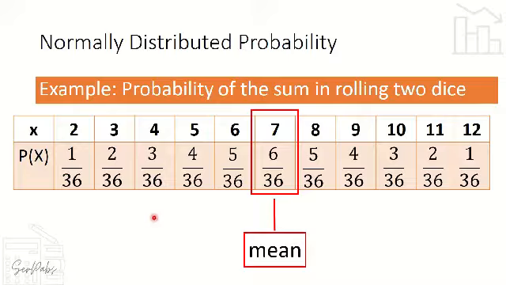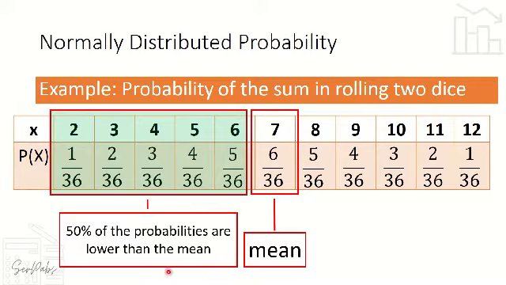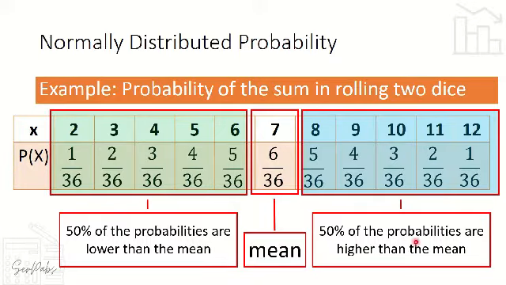So, ang middle of our distribution is represented by the mean, and that is the sum of 7, the probability of the sum of 7, which is 6 over 36. And again, half of the distribution or 50% of the probabilities are lower than the mean, and another 50% of the probabilities are higher than the mean. So again, ang total probabilities natin is always equal to 1.